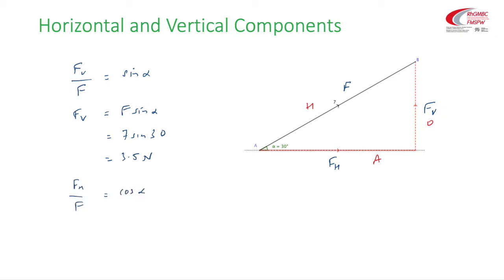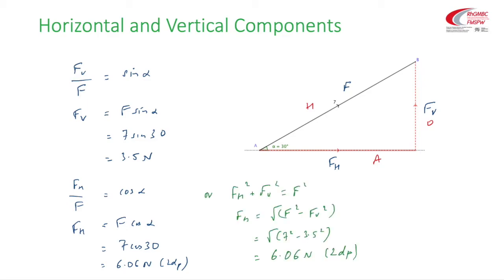And for the horizontal, that's the adjacent, so we have FH over F is cos of alpha, and then we can work that out, which gives us 6.06 newtons to 2 decimal places. We could of course use Pythagoras for the final force once we know what F is and what FV is, or FH, so I've just popped that calculation in there as well, and of course we get the same answer.